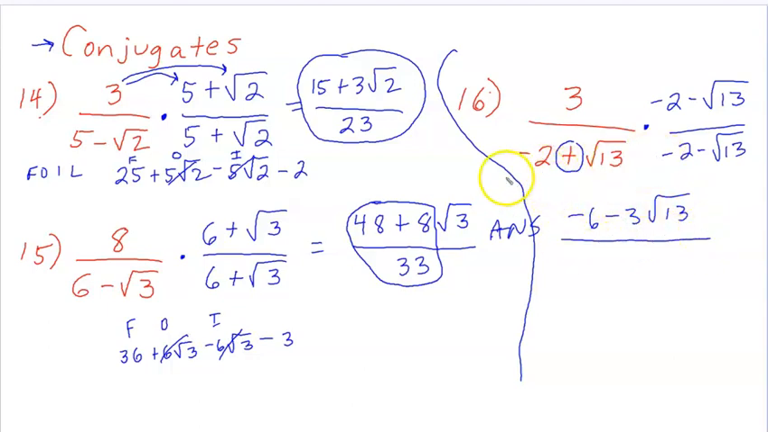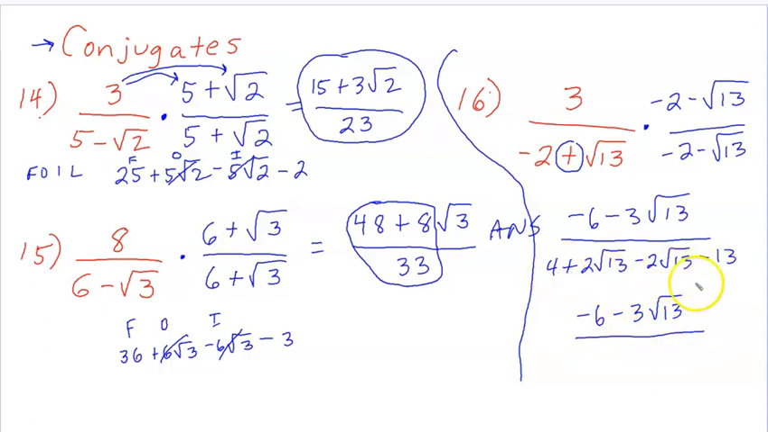And then we'll do FOIL. So let's just walk through it. Negative 2 times negative 2 is 4. Negative 2 times negative root 13, that's plus. Negative times negative is positive. In the middle, though, it's going to be minus 2 times root 13. So again, your radicals should cancel each other out. And then root 13 times root 13 will be just regular 13. Okay, now negative 6 minus 3 root 13 all over negative 9.